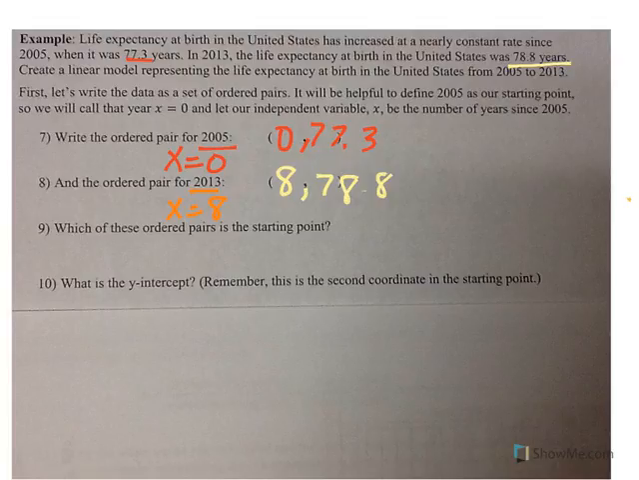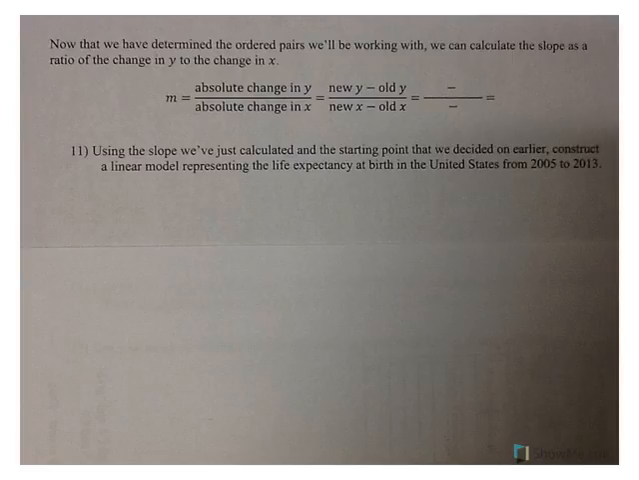Now, which one of these is the starting point? It's the starting point when x equals 0. So 77.3 is the y-intercept, because in number 7, we start when x is 0. That is our y-intercept. So 77.3 is where our graph will cross the y-axis. Okay, we have to find the slope.